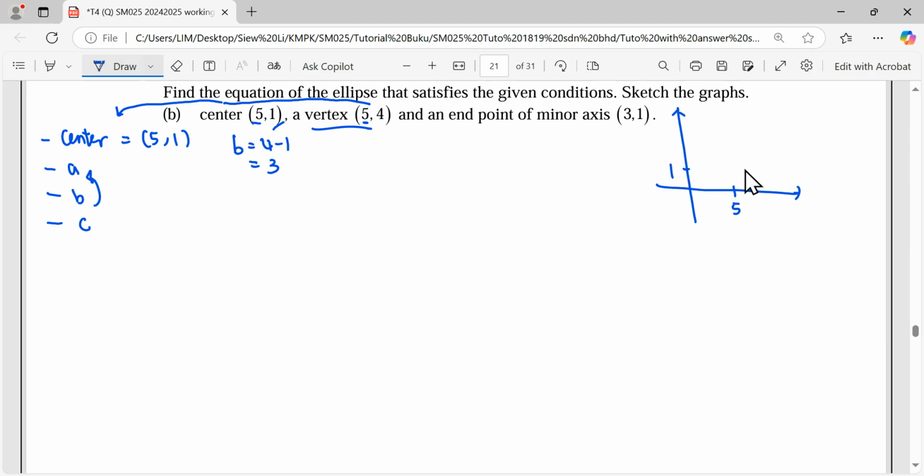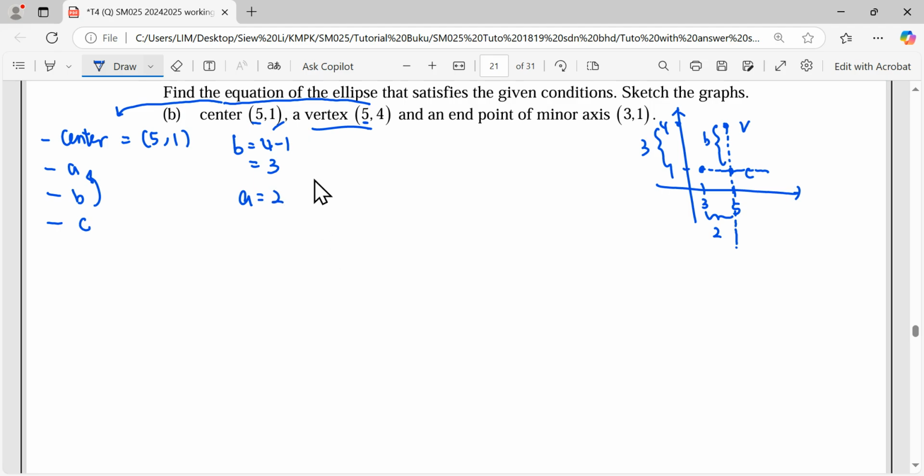So (5, 1) is the center. (5, 4) is the vertex, so the major axis is vertical, and the minor axis is horizontal. So here we have a unit of 3. This is the length of b and this is the length of a. They said the minor axis endpoint here will be (3, 1). Here is the minor axis. So from 3 to 5, 2 units. So a here is 2 units.